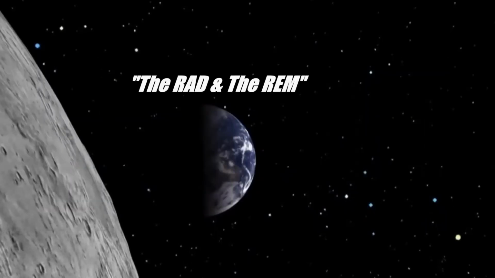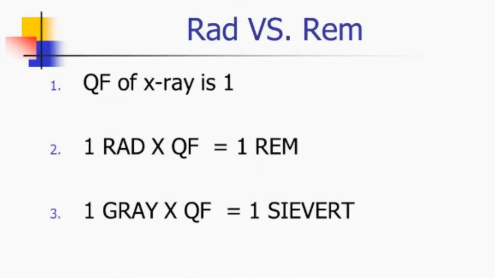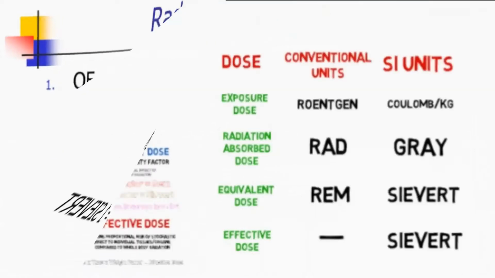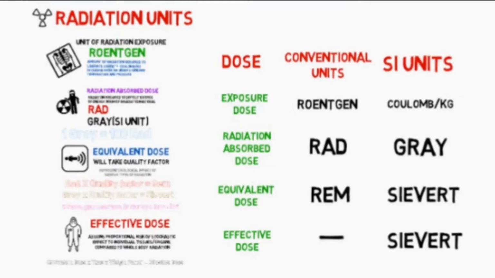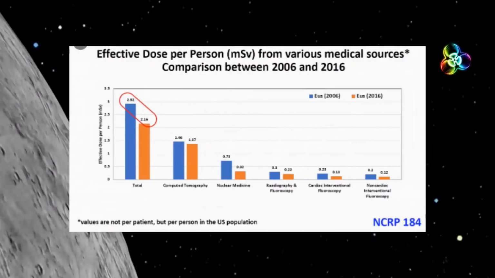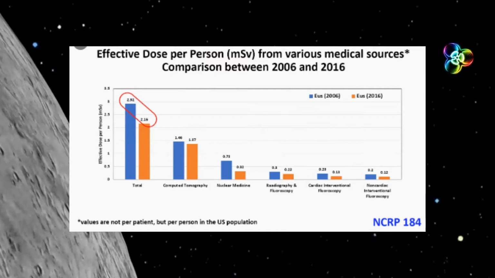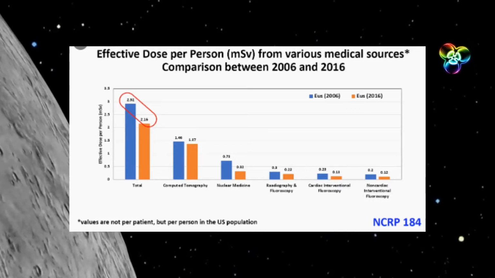The RAD and the REM. The absorbed dose was referred to as the RAD, while the equivalent dose was referred to as the REM. Thus, these are old terms which now have been replaced by the Gy and Sv. The average yearly dose per person in background and man-made radiation in the United States is approximately 0.62 rems, which is 620 mrems, or as expressed in the new unit, 0.0062 sieverts, or 6.2 millisieverts.